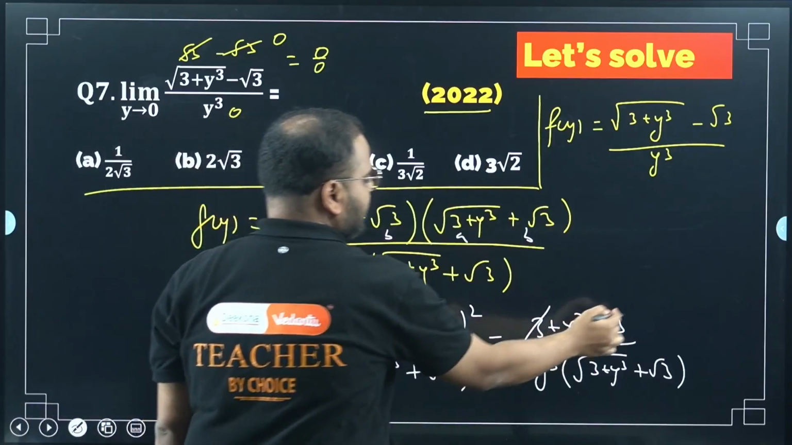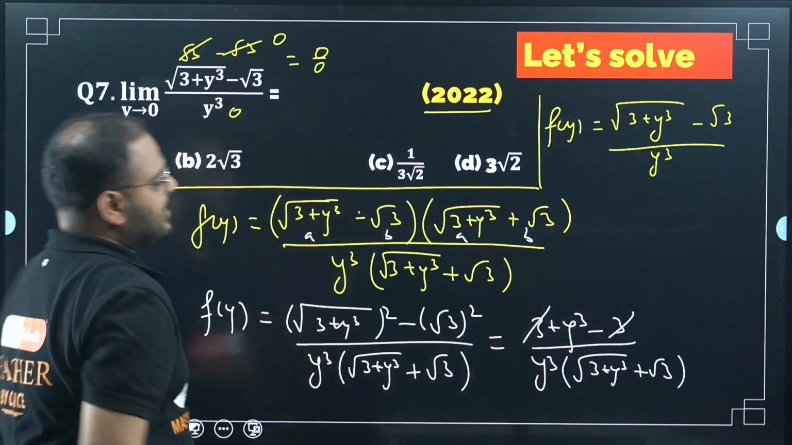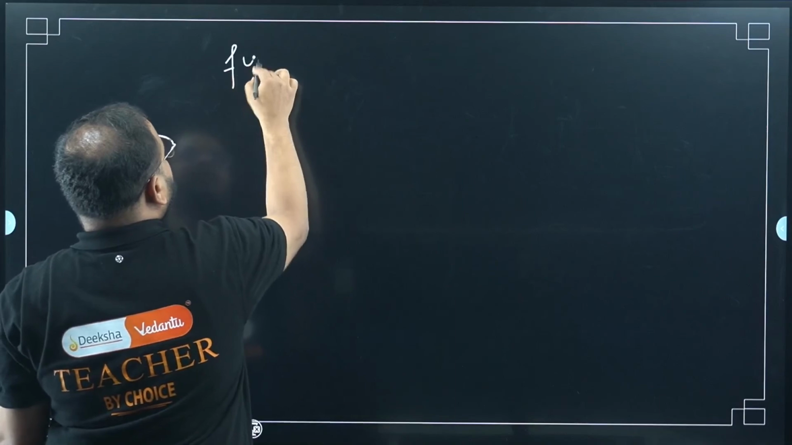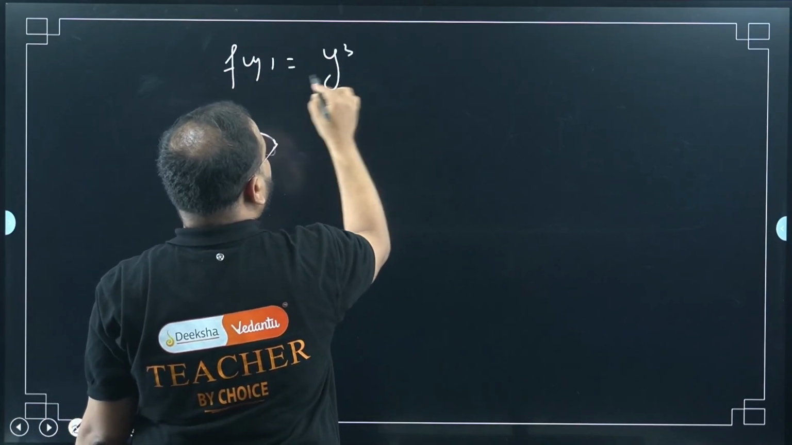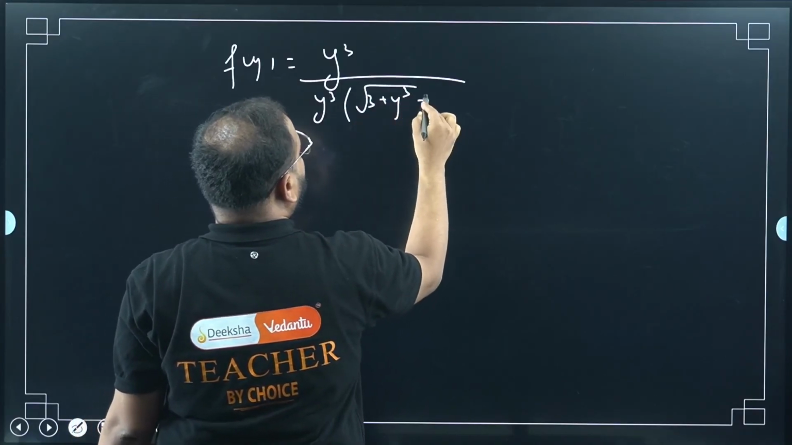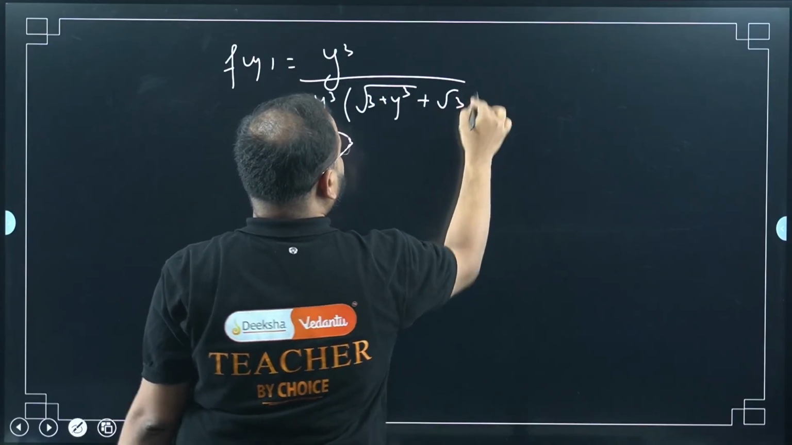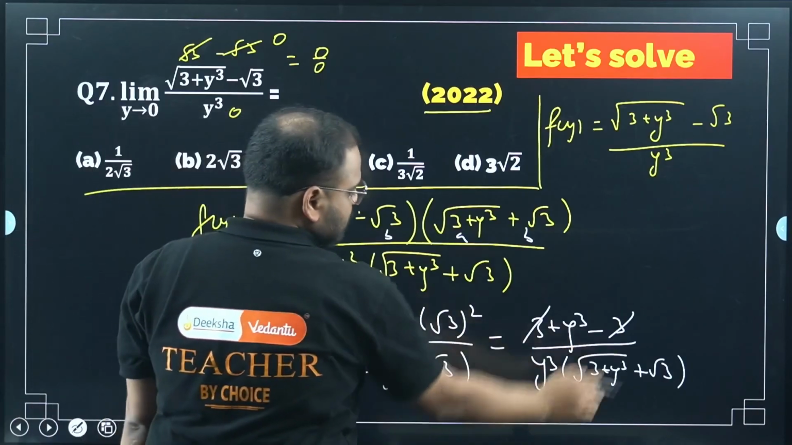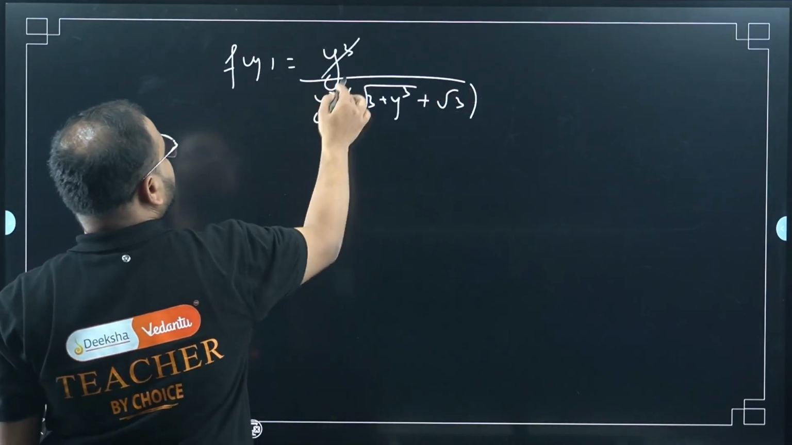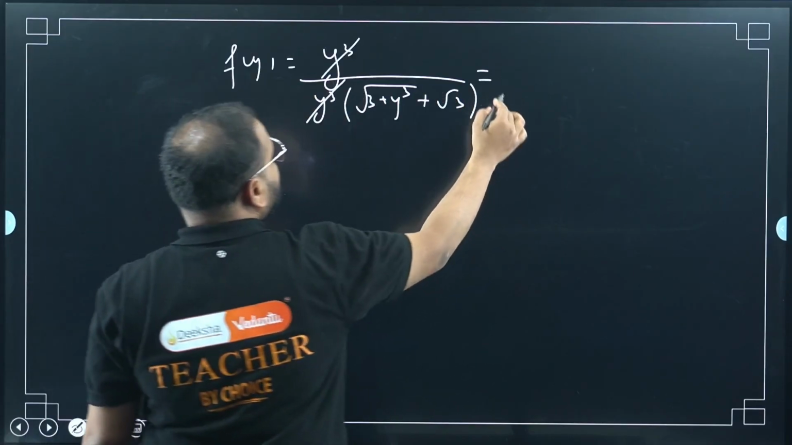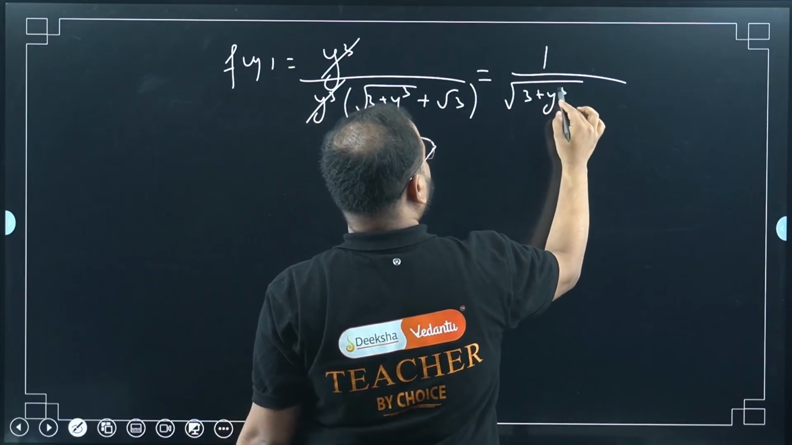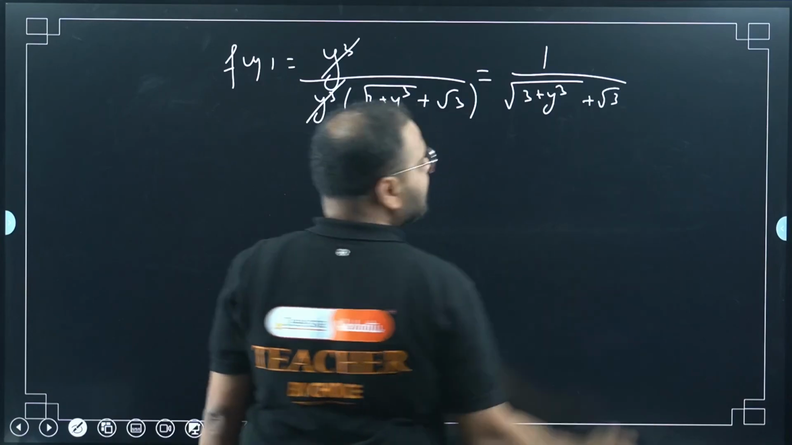Now check here, 3 and 3 cancel each other. What have I left here? Y cube. Please check on the next slide. So my f of y will look like this: y cube upon y cube into (root of (3 plus y cube) plus root 3). After cancelling 3 and 3, only y cube is left in the numerator, so this and this are gone. Now what is left? Simply 1 upon root of (3 plus y cube) plus root 3.